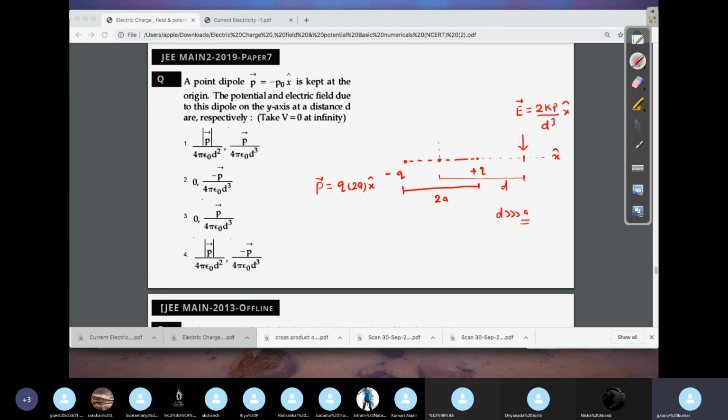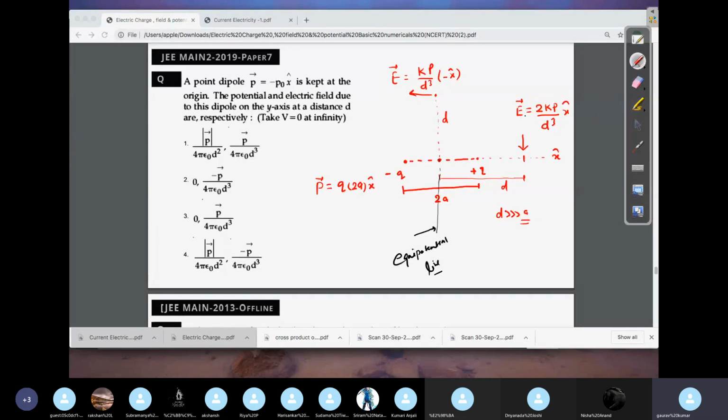If we take the same distance d on the equatorial line, the electric field will be in the opposite direction, and the electric field value is given as kp upon d cube, along minus of x cap. We have derived these things, so we should not have any confusion regarding this. The equatorial line is always an equipotential line. Always keep this concept in mind.